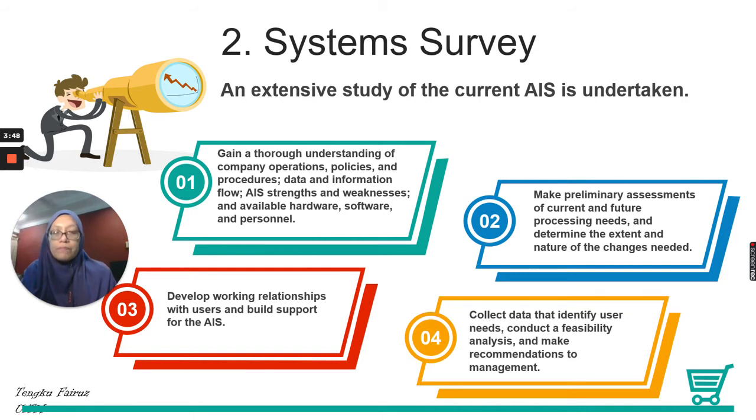The third objective for the system survey is they're going to develop a working relationship with the users and build support for the AIS. They will get the information from the users, and also they will build up rapport with the users. The last objective for the system survey is they're going to collect data that identify users' needs, conduct the feasibility analysis, and make the recommendation to the management.